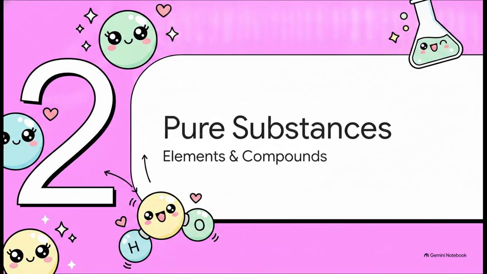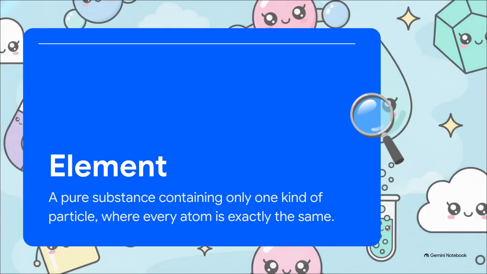Section 2. Pure substances, elements, and compounds. Let's zoom in on that first major branch. The most fundamental pure substance out there is an element. Basically, if you were to look at an element at the atomic scale, you would see that every single particle is identical. It contains only one kind of particle. Every single atom is exactly the same, making it perfectly uniform all the way down to its core.